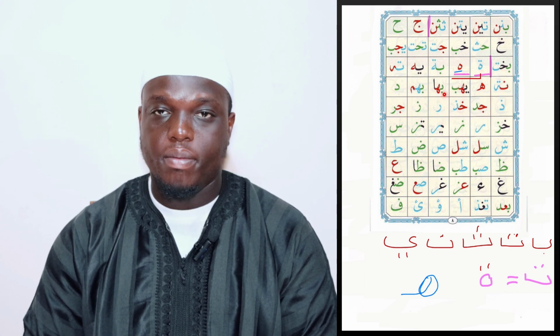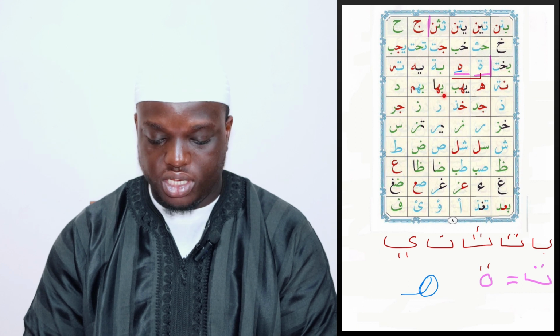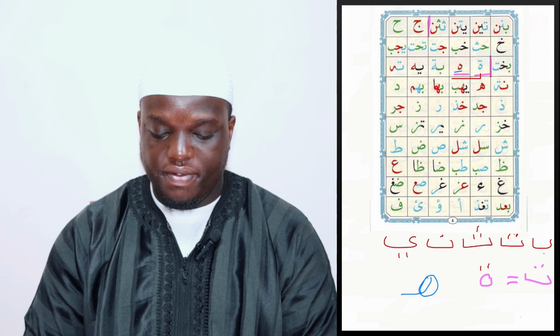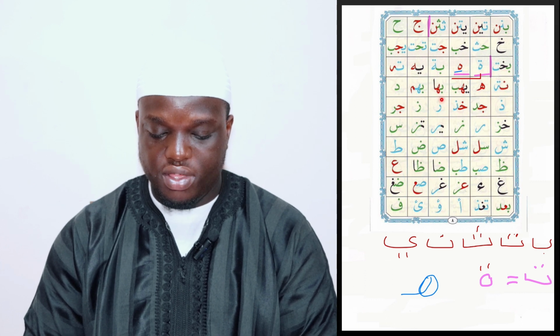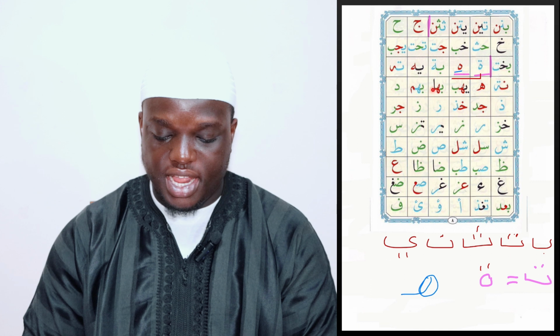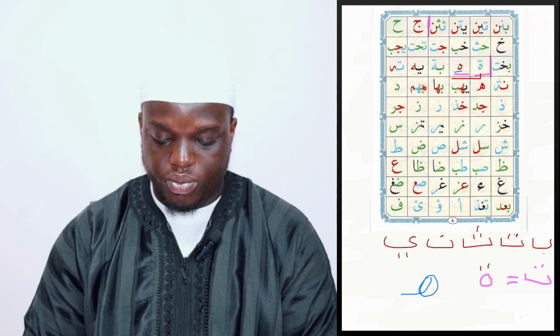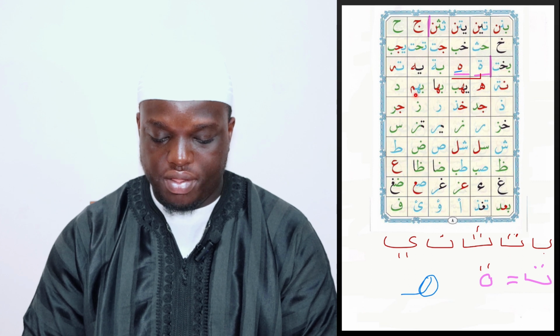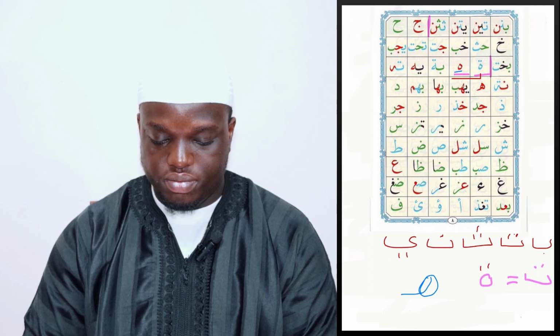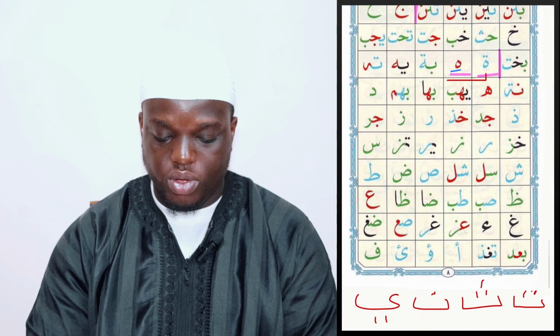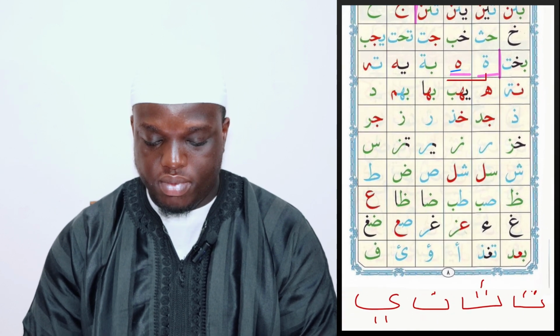We have ba, because we see the one dot below. Ha, alif, right? Alif, ba, ha, alif. And then we have one dot below here. We notice ba, ha. What letter is this right here? Meme, right? This is a meme. Ba, ha, meme.